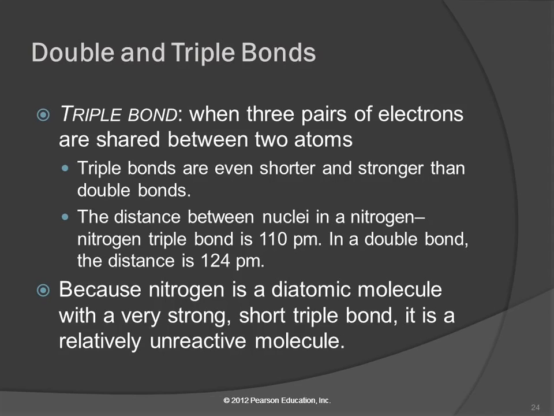So because nitrogen has this triple bond, when it makes a diatomic molecule, that triple bond is very strong. That makes nitrogen a relatively unreactive element. Nitrogen gas doesn't burn. Oxygen gas burns, hydrogen gas burns, but nitrogen doesn't, because they're just pretty much stuck together.